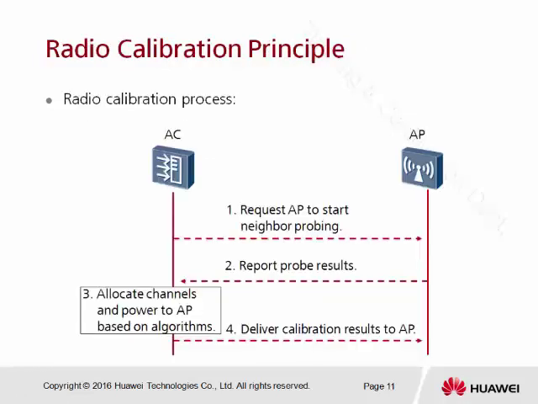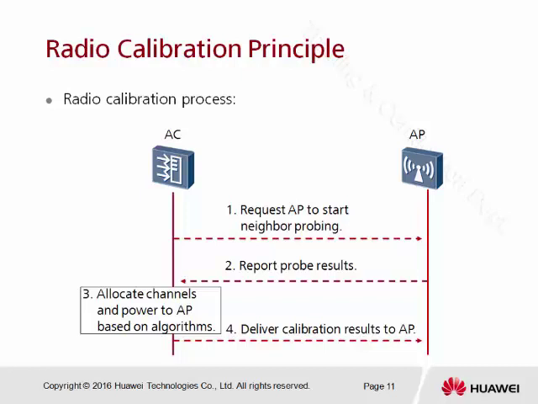The AC first sends the AP a request, asking the AP to start neighbor probing. When the AP receives it, it follows the order and sends probe requests to scan the surroundings and see how much interference there is in between. Once everything is ready, the AP sends the report back to the AC, and the AC does the calculation based on the report.